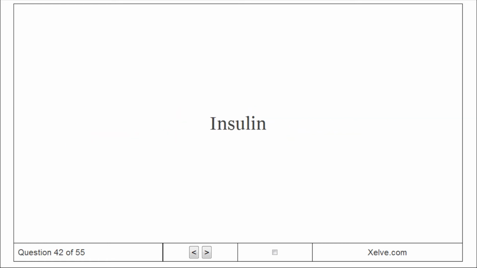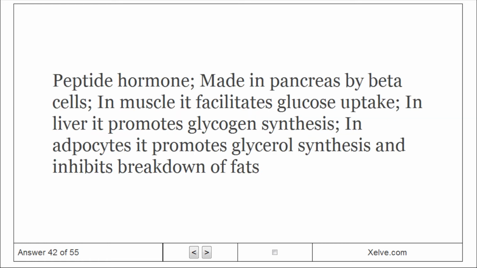Insulin. Peptide hormone made in pancreas by beta cells. In muscle it facilitates glucose uptake. In liver, it promotes glycogen synthesis. In adipocytes it promotes glycerol synthesis and inhibits breakdown of fats.